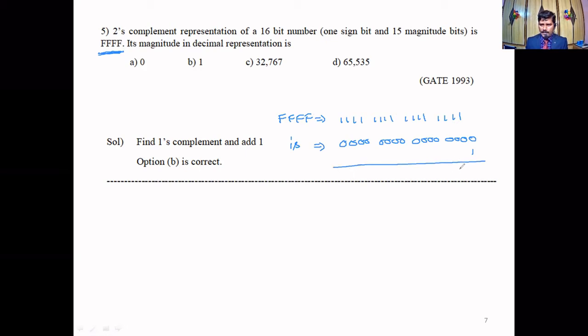Now what is the value? This is 1 0 0 0 0 0 0 0. This is 0 0 0 0 0 0 0 0. Okay, so this is 1, which means we know that it is a minus. Magnitude is 1. So this is minus 1, right? Actually we got minus 1, but he asked only for the magnitude. Sign is minus. What is the magnitude here? 1. So option B is correct.